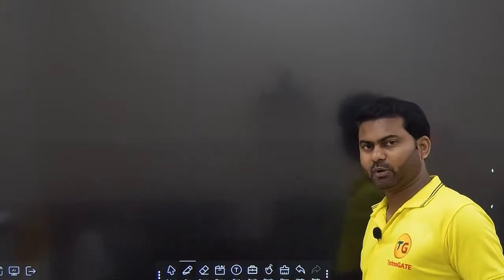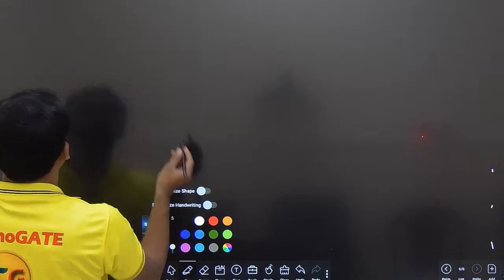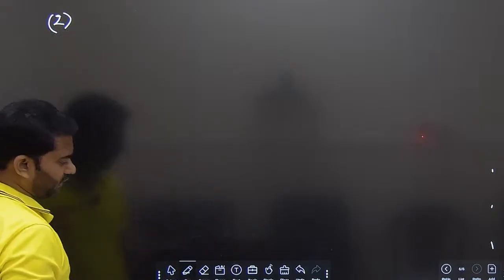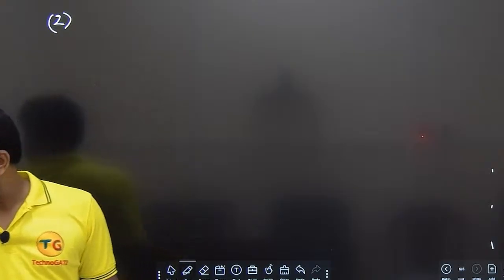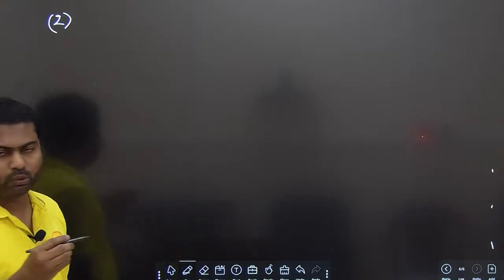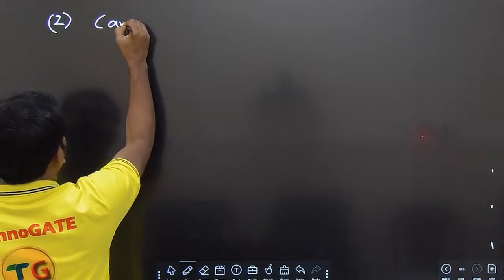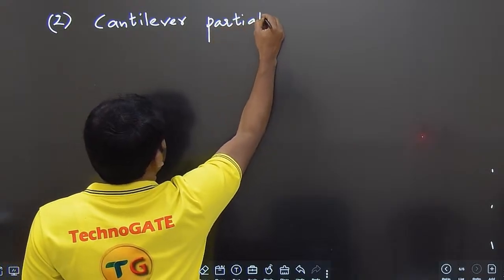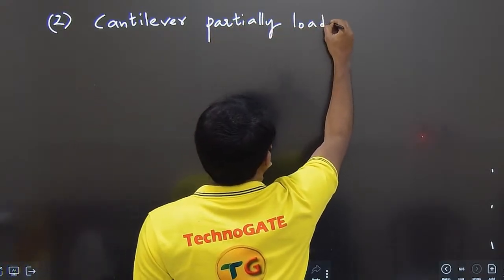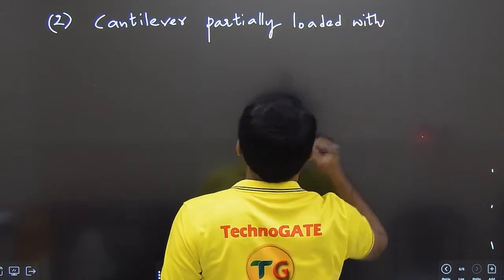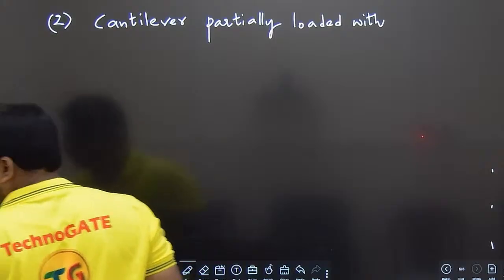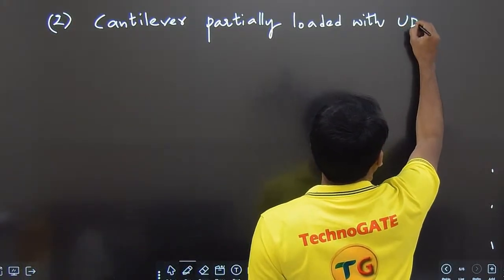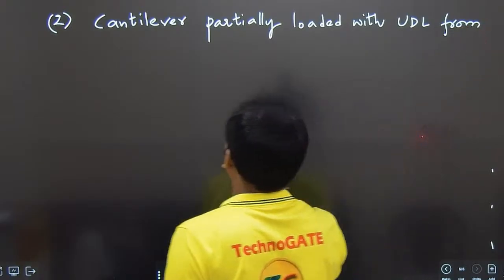So welcome back everyone. Now let us proceed with the next example of this standard case, and in your textbook it is given with the title, let me put with the numbering as 2 in the standard cases. It is visible on the screen. The title is cantilever partially loaded with UDL from fixed end.